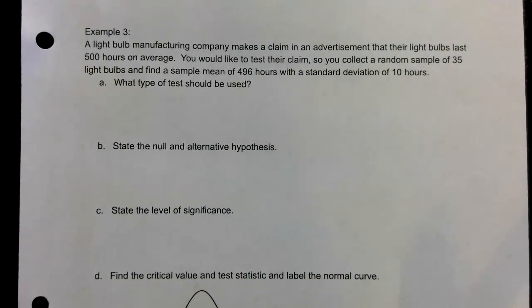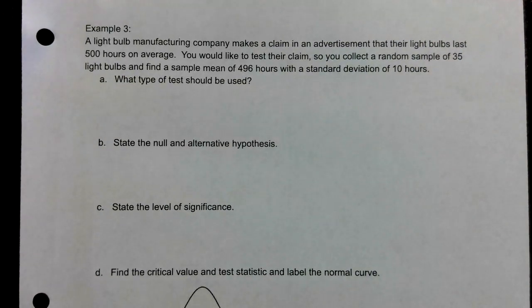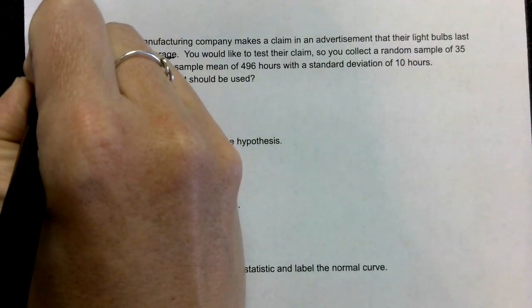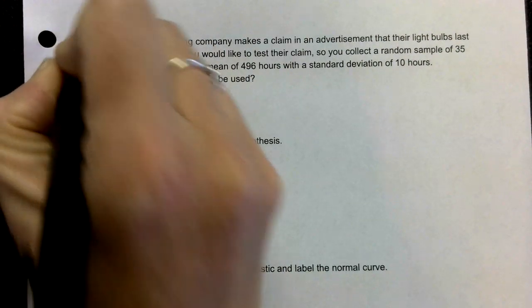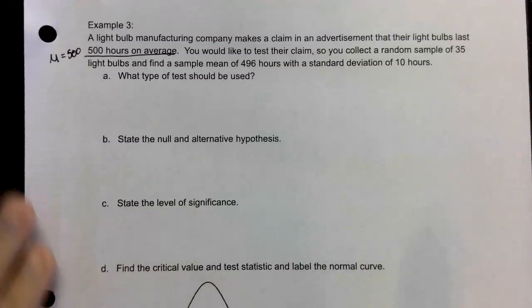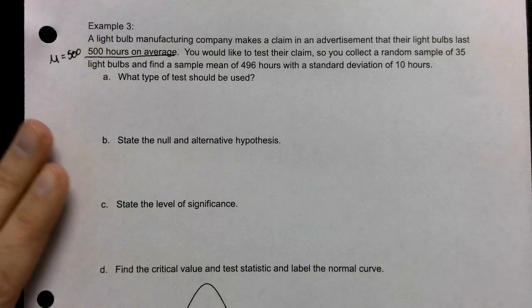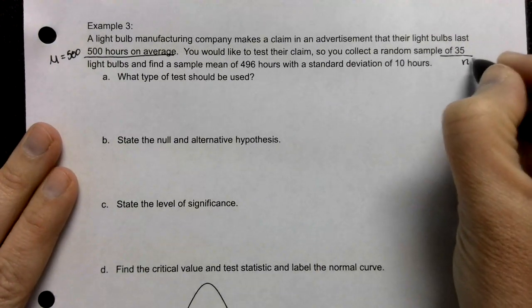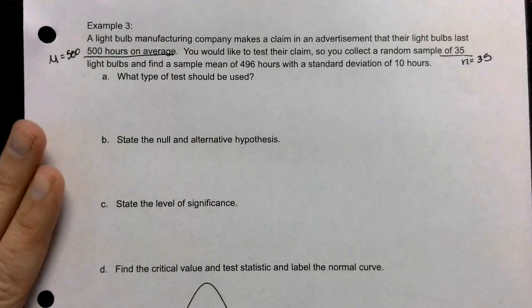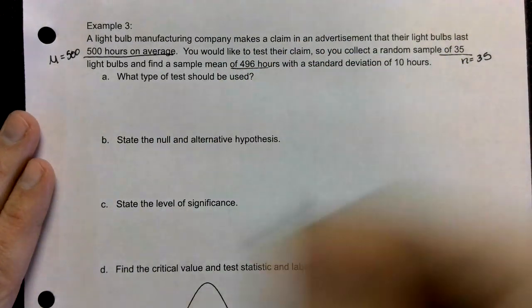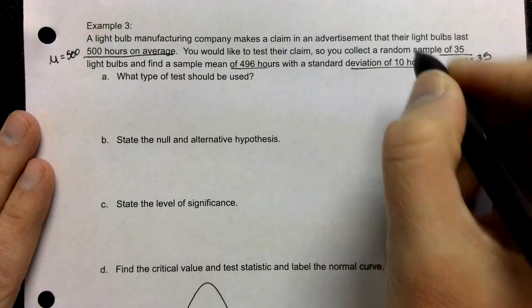All right, last example here. A light bulb manufacturing company makes a claim in an advertisement that their light bulbs last 500 hours on average. Because we have average, that means we're talking about mu, so they're making a claim about a population mean. We would like to test their claim, so you collect a random sample of 35, so n equals 35 light bulbs. You find a sample mean of 496 and a standard deviation of 10.